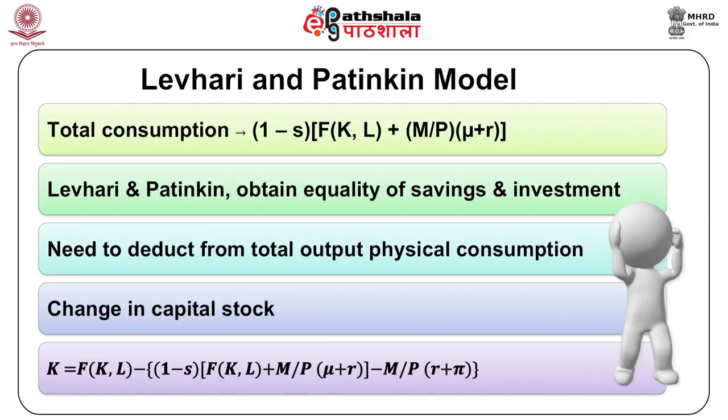Total consumption is now represented by (1 - s)(f(k), l) + (m/p)μ + r. But according to Levhari and Patinkin, in order to obtain equality of savings and investment, we need to deduct from total output not the total consumption expenditure but the physical consumption. Hence, the change in capital stock, k hat, is equal to f(k), l minus (1 - s)(f(k), l) plus (m/p)μ + r minus (m/p)(r + π).